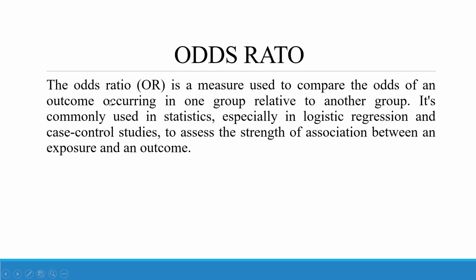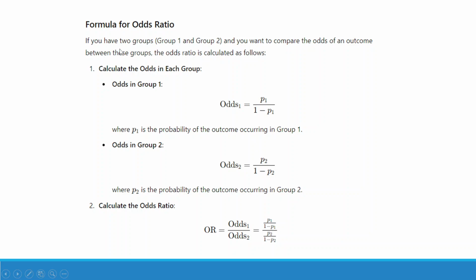Now let's understand the odds ratio. Odds ratio is a measure used to compare the odds of an outcome occurring in one group relative to another group. It's commonly used in statistics, especially in logistic regression and case control studies, to assess the strength of association between exposure and outcome. If you have two groups, group 1 and group 2, and you want to compare the odds of an outcome between these groups, the odds ratio is calculated as follows.